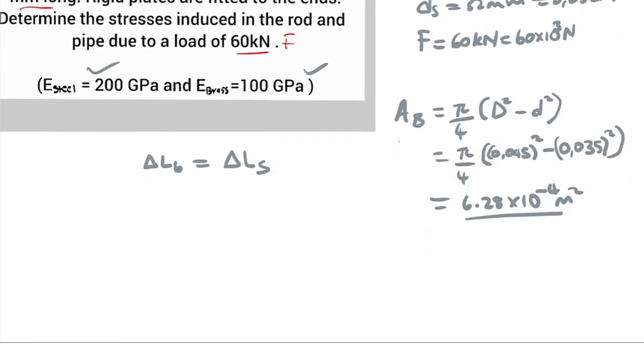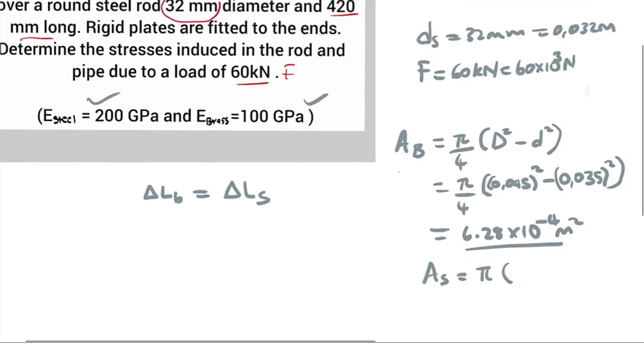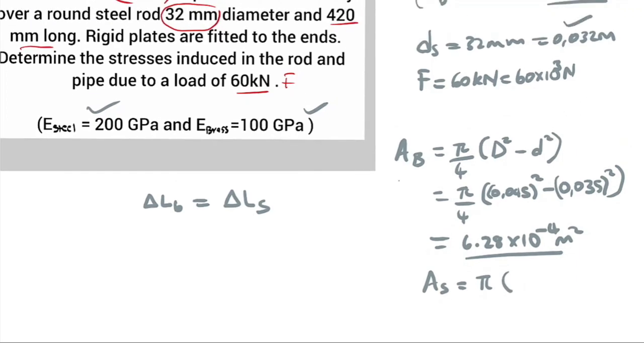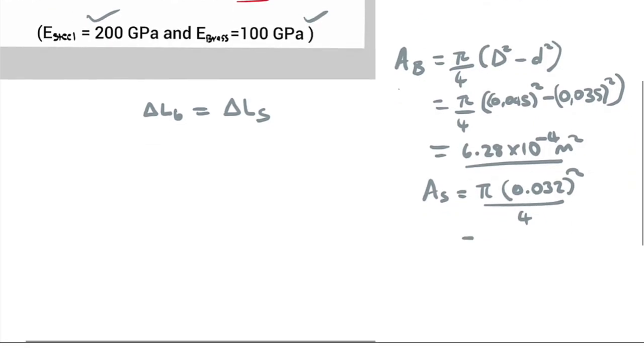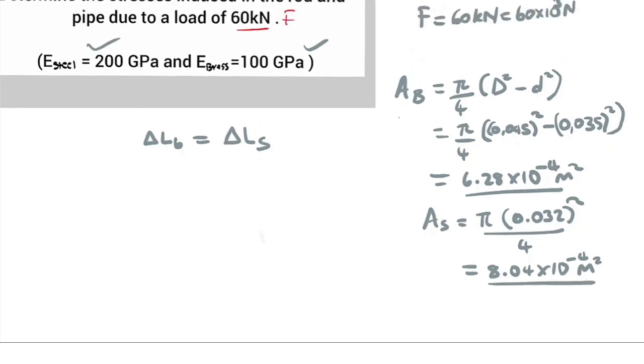Now let's calculate the area for the steel. We'll say pi times 0.032 squared divided by 4. We get the area here to be 8.04 times 10 to the exponent negative 4 meter squared. That's the area for the steel part.